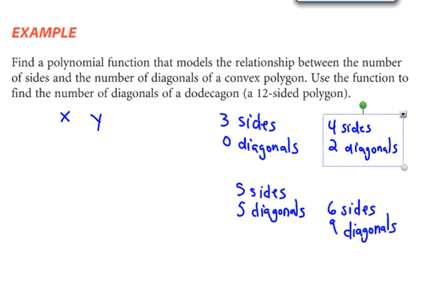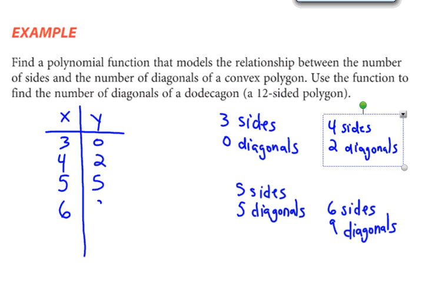X, Y. We have 3 sides, 0 diagonals. 4 sides, 2 diagonals. We have 5 sides, 5 diagonals. We have 6 sides, 9 diagonals. And if we kept going, we could see that 7 sides, a heptagon, has 14 diagonals, and an octagon with 8 sides has 20 diagonals. So this just gives us a couple more points to use.